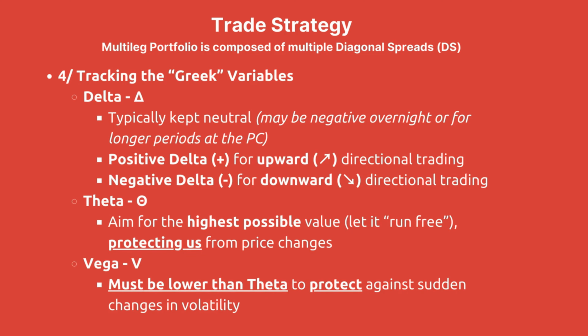4, tracking Greek variables. The delta is standardly about neutral, always overnight or during longer periods away from the PC. Positive delta when using directional trade up, negative delta when using directional trade down. Theta wants to be as large as possible, protects us from price changes, and vega must be smaller than theta, which helps to protect against changes in volatility.